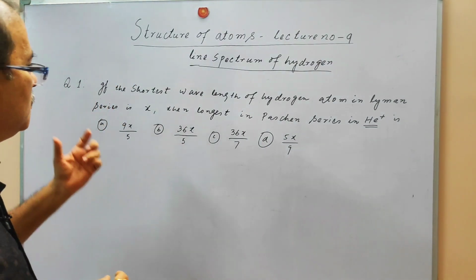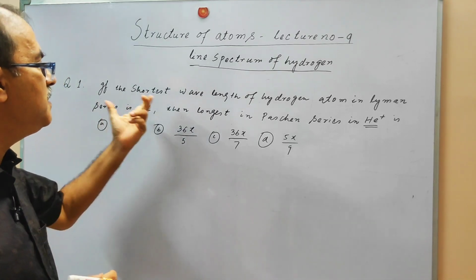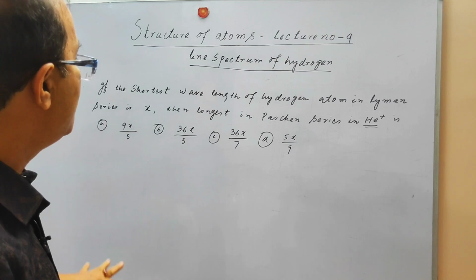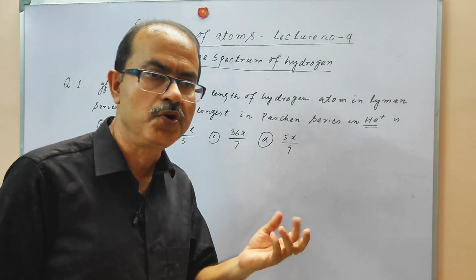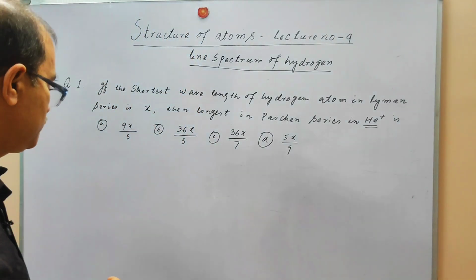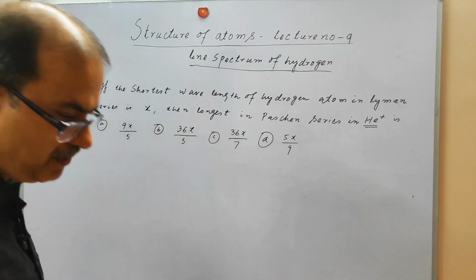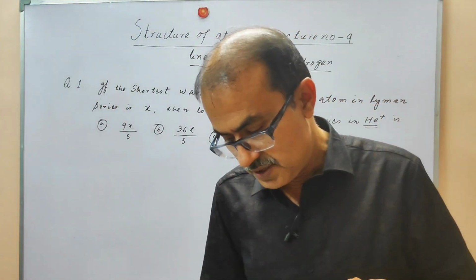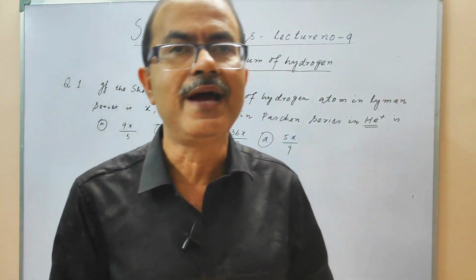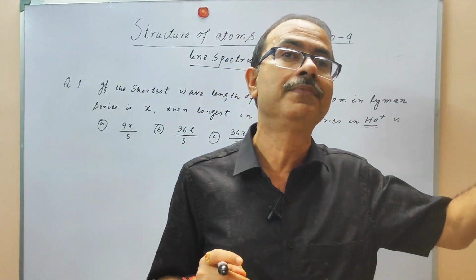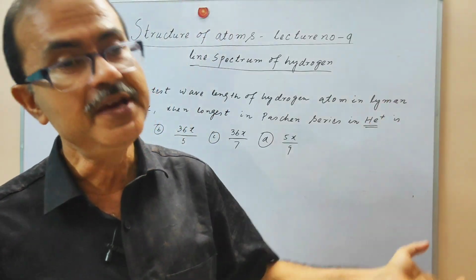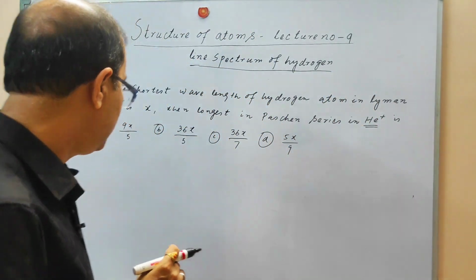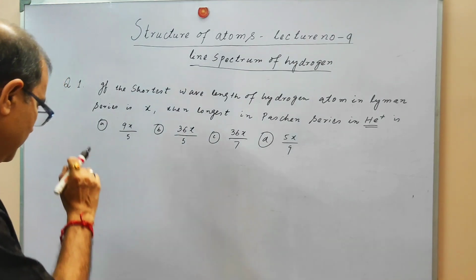Now we have to see what we mean by the shortest wavelength and what we mean by the longest wavelength: when the shortest wavelength is produced and when the longest wavelength is produced. The shortest wavelength means the radiation of the highest energy, which is produced when the electron falls from infinity to n equal to 1. At that time you have the shortest wavelength.